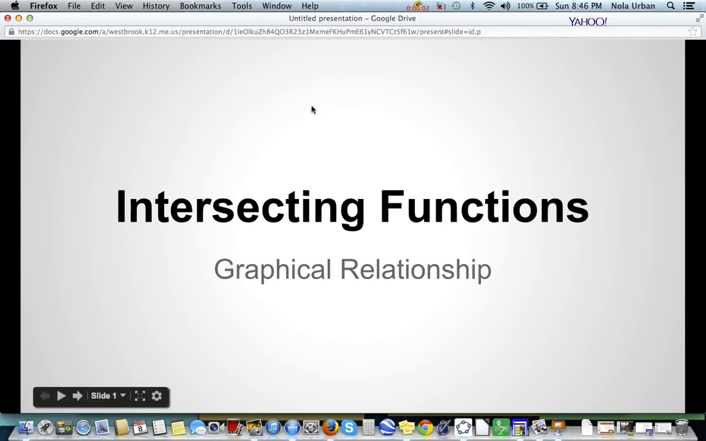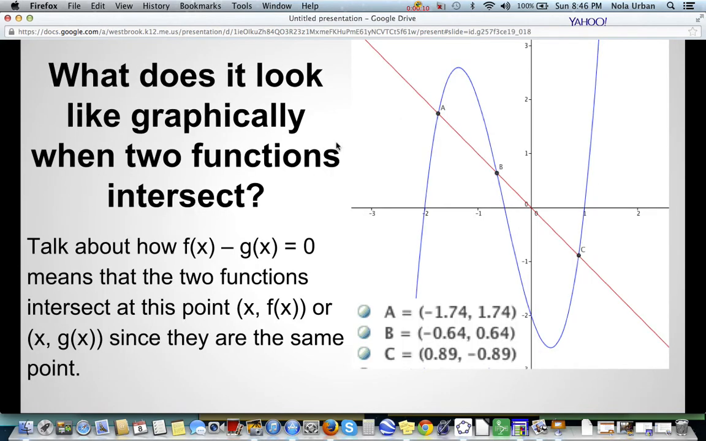Hello and welcome to a video on intersecting functions using a graphical relationship. Take a look at my two functions here. I've defined a red function and a blue function. I'm going to call my red function f of x. I'm going to call my blue function g of x. It really does not matter. They could be interchanged, but right now we'll say red is f and blue is g.